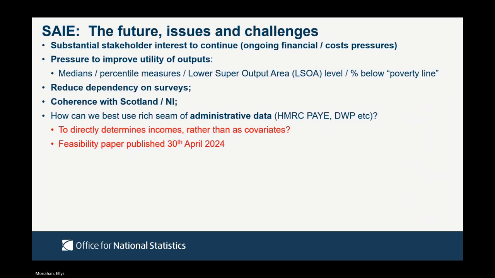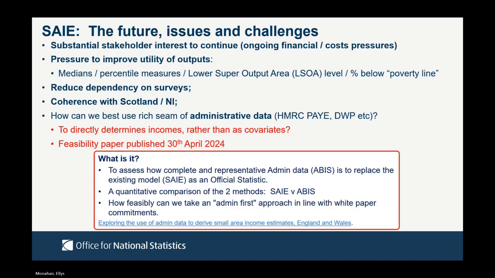So we conducted a feasibility study, a roadmap, to see whether it's possible, and that came out on the 30th of April, to see whether there's a possibility of producing admin-based income statistics as the official statistics. And we did a quantitative comparison of two methods. So we went back to 2017-18, where we had both available, and compared the measures, to see how feasibly we could take an admin-based approach.